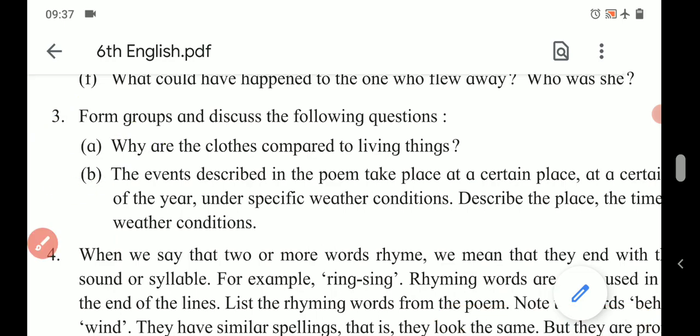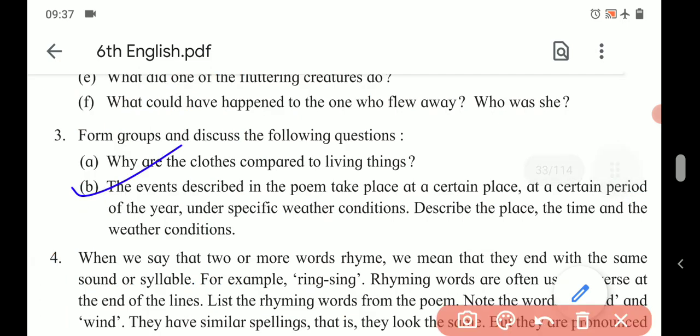Next one, that is B. The events described in the poem take place at a certain place, at a certain period of the year, under specific weather conditions. Describe the place, time, and weather condition. So, according to the poem, the place of those clothes may be the poetess's own terrace, the courtyard, or the garden, right? It can be anything from the society.